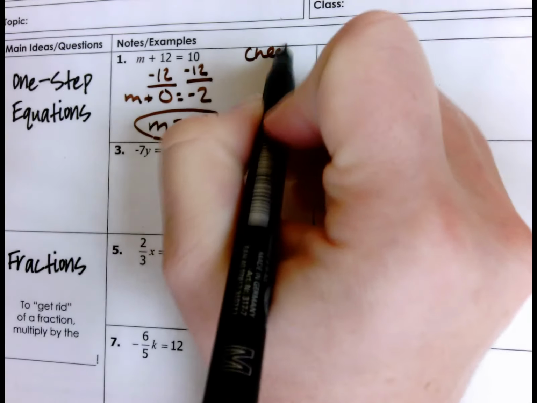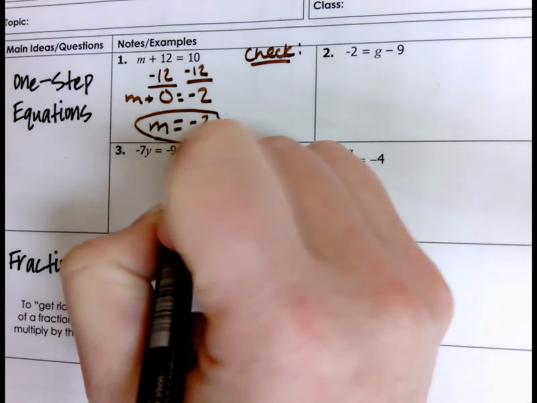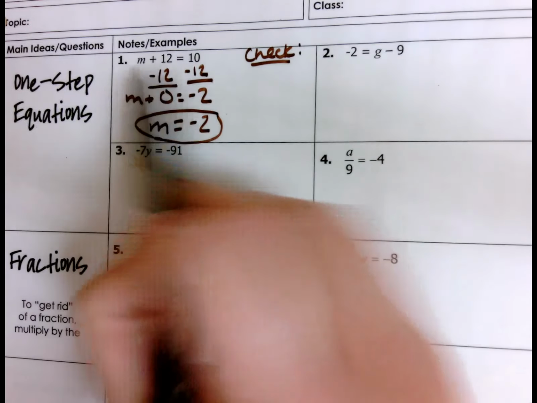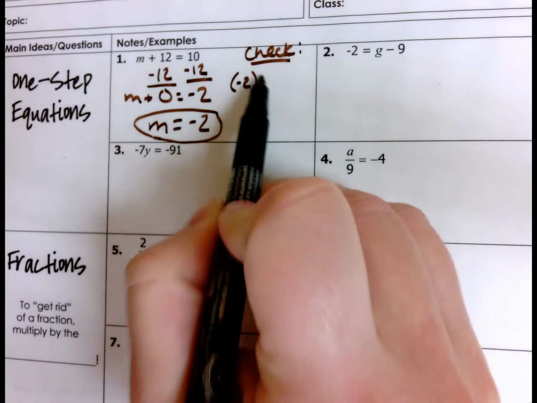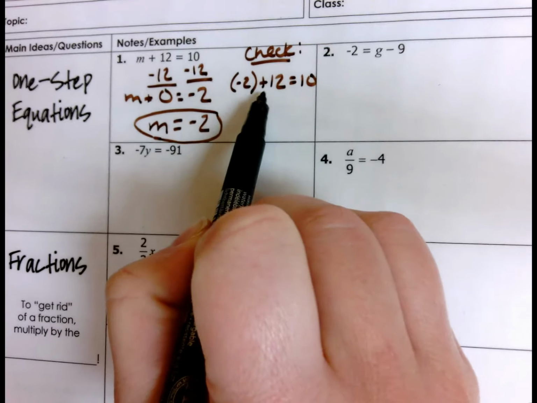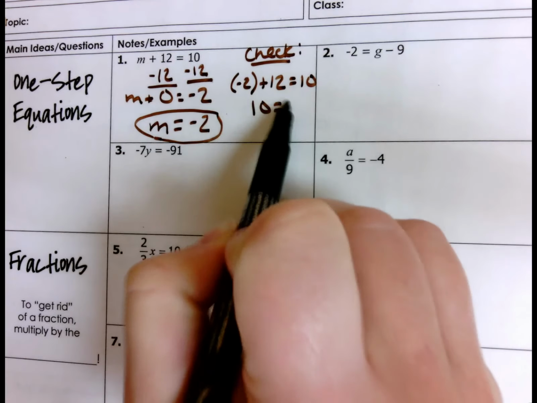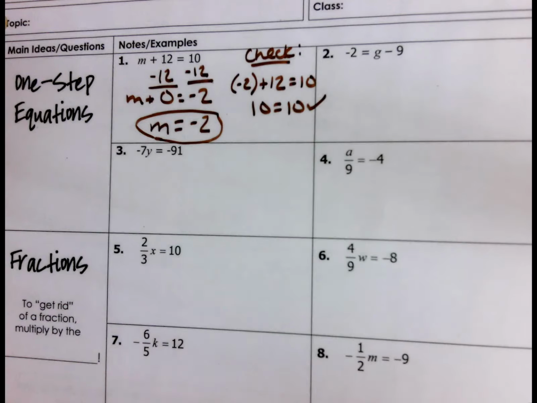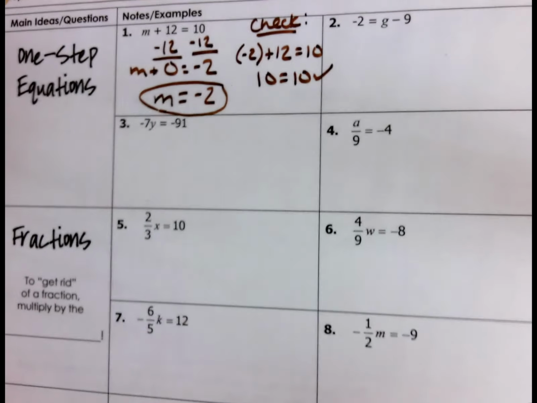And we know that that's right because we can check our answer. What we do is we take that negative 2, and just like we did with evaluating expressions earlier in the week, we plug it in: negative 2 plus 12 is equal to 10, and we check it. Does negative 2 plus 12 equal 10? And it does, so we know that we did that correctly. Okay? So take a look at the second example.